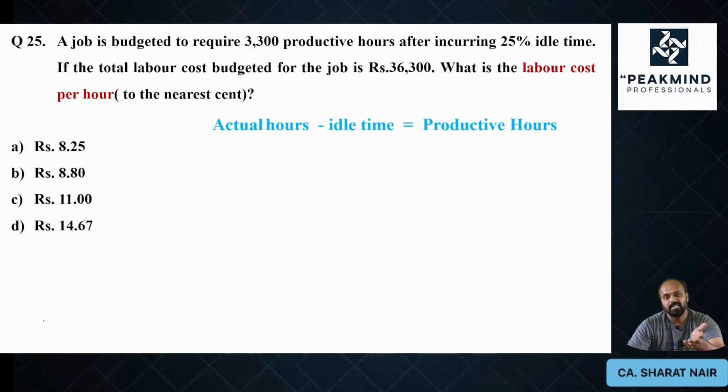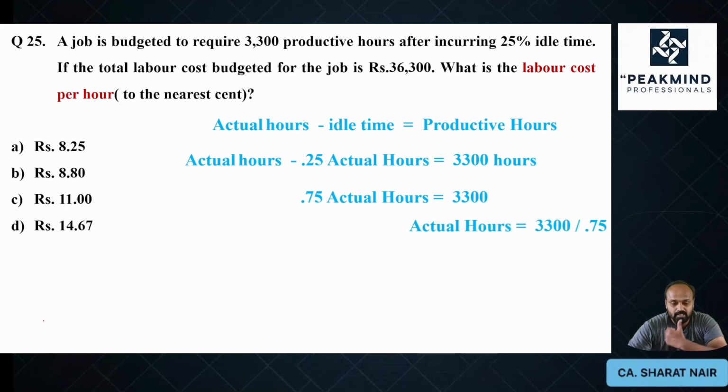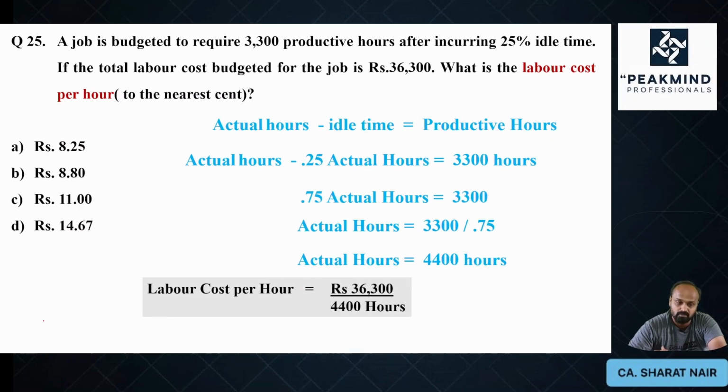So we understand the actual hours is something more, and there was some wastage of time of 25%, and I ended up effectively working for 3,300 hours. Further simplifying it, actual hours minus 0.25 of actual hours is equal to 3,300 hours. So 0.75 actual hours is equal to 3,300 hours. So the actual hours will be 4,400 hours. Now, what is being asked in the question? What is the labor cost per hour? So what is my total labor cost? 36,300 divided by 4,400 hours. Solving this, we get the answer 8.25. So the correct answer is option A.